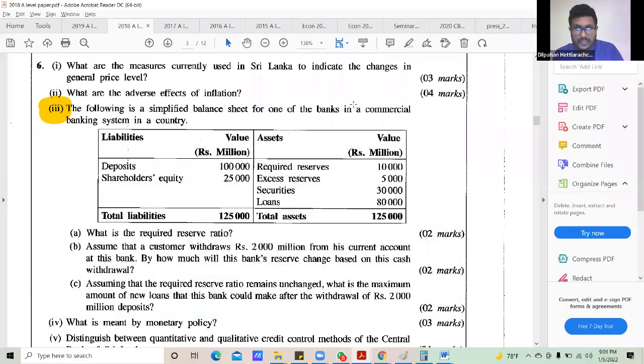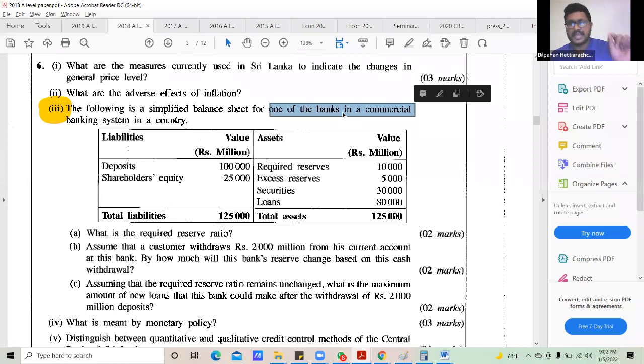So this is also a commercial bank question. Look at this. The examiners, the people who prepare the paper, are very cunning, and try to trick you out. One of the banks in a commercial banking system. What's the meaning here? Is it a bank or the banking system? One bank in the commercial banking system. So this calculation is also related to one bank.